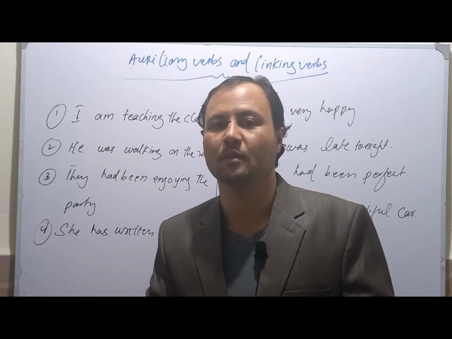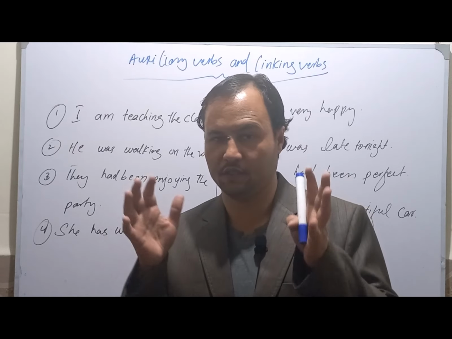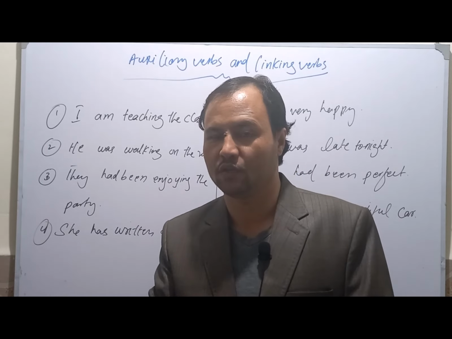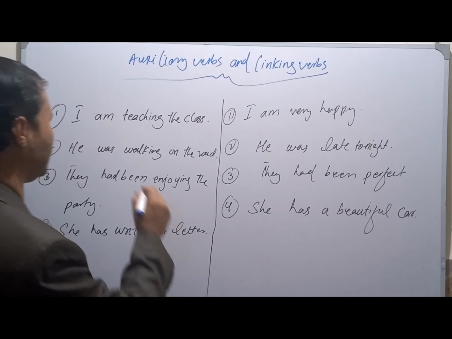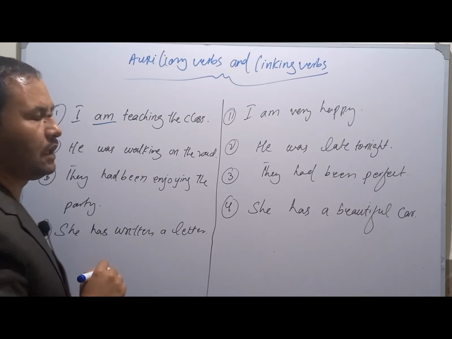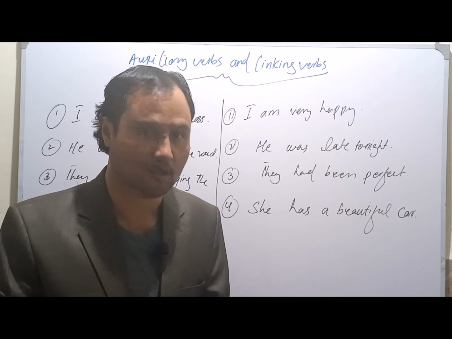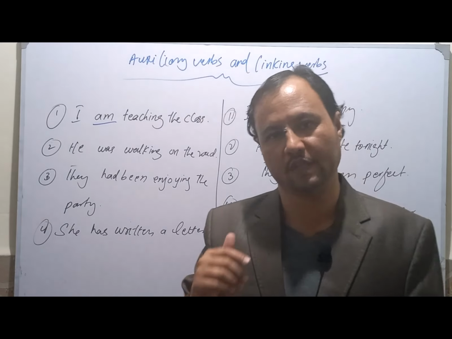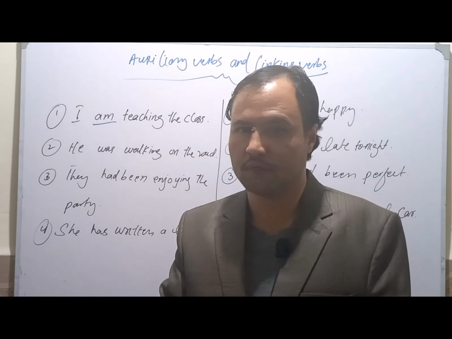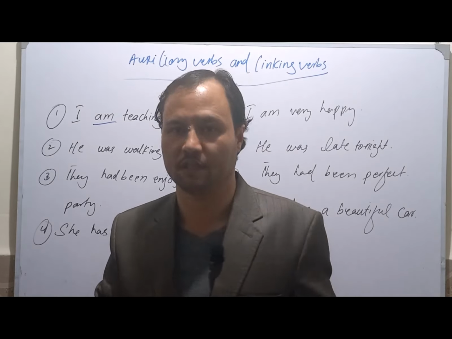What is the difference between auxiliary verbs and linking verbs? You might have studied auxiliary verbs. Auxiliary verbs are the verbs that help the main verb to change the meaning or tense. We call them auxiliary verbs, and we also call them be forms of the verb, or to be verbs. They are meaningless. They are used with the main verb to change the meaning and tense of the sentence. That's called auxiliary verbs.